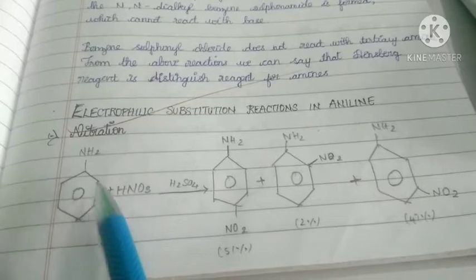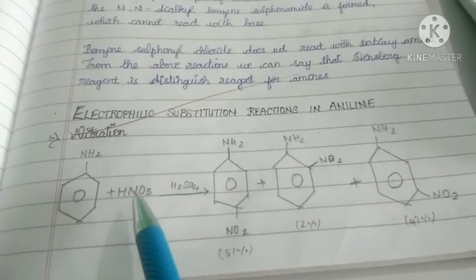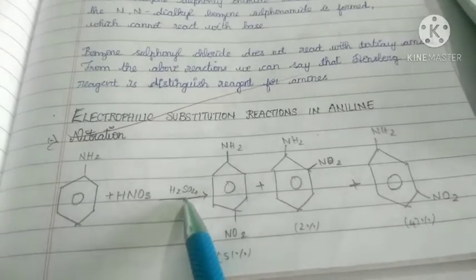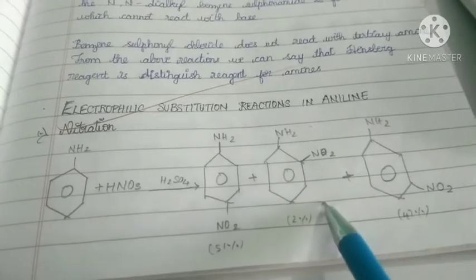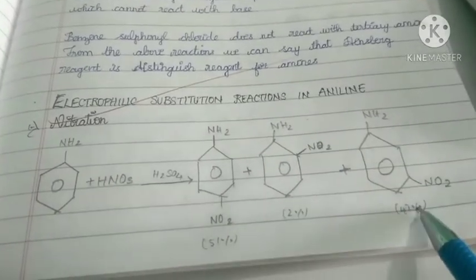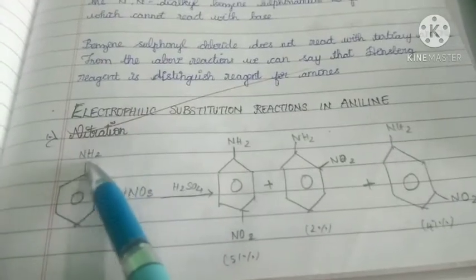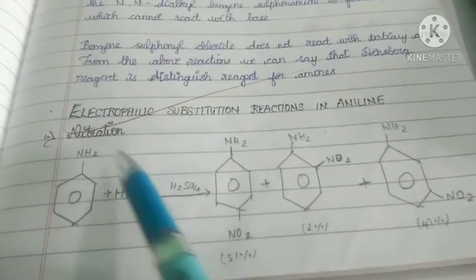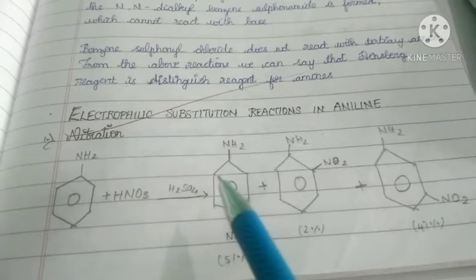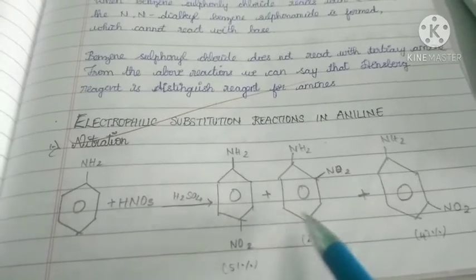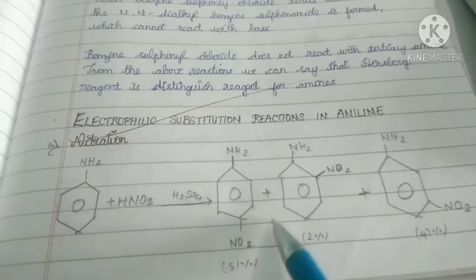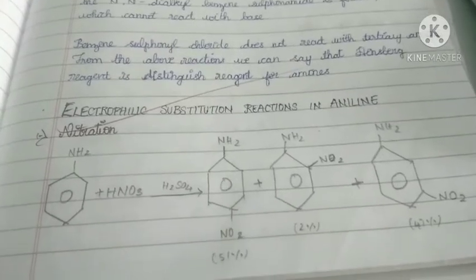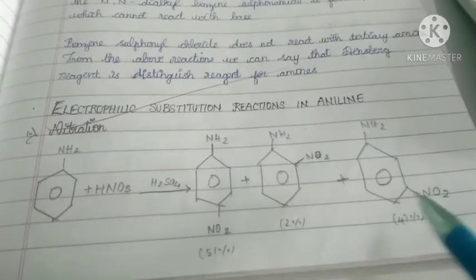When aniline reacts with HNO3 and H2SO4, we get 3 types of products. They are para-nitroaniline, ortho-nitroaniline and meta-nitroaniline. This is an electron donating group. When an electron donating group is present on a benzene ring, we get 2 products, because the incoming electrophile attacks at ortho and para positions. But here in this reaction we get one more product, that is the meta product.